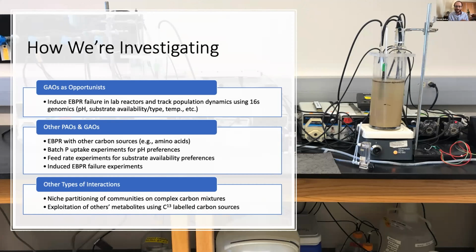One group uses volatile fatty acids, the other group uses amino acids, and we're going to start subjecting these reactors to various different failure conditions. And that will hopefully help us elucidate how these interactions are actually taking place in EBPR reactors, and what kinds of other interactions could we be seeing that could be contributing to a successful EBPR system.